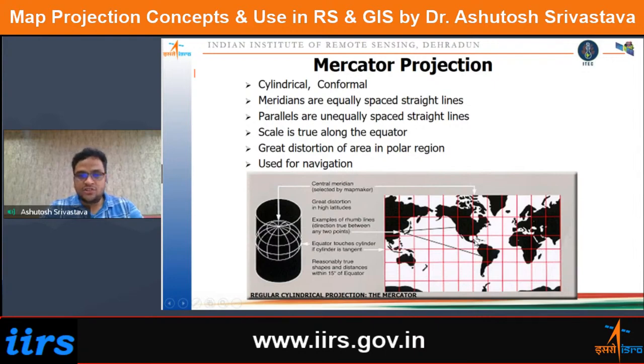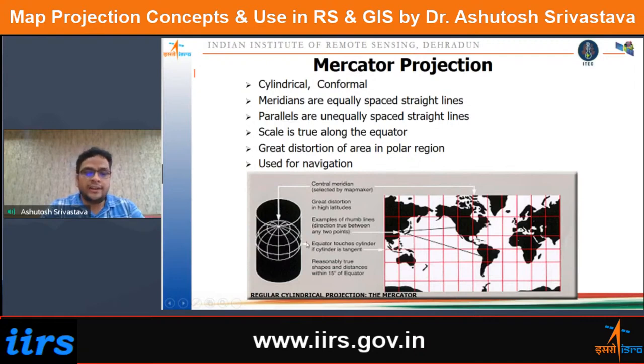Now, what you can see in this two-dimensional sheet here, meridians are equally spaced straight lines. Meridians in the sense, basically what we call longitude. So these are equally spaced straight lines. Then parallels are unequally spaced straight lines. Parallels means the latitude. If you see, the distance is increasing from the equator as we move towards the North Pole or South Pole. And there is great distortion of area in the polar region. Sorry, the first line is the scale is true along the equator.